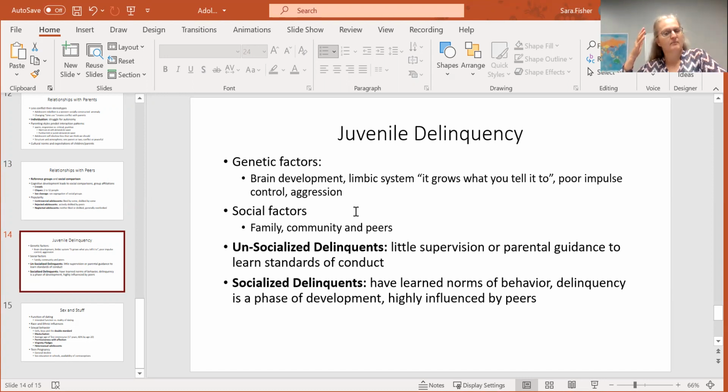Remember we were talking about cognitive development and the ability for moral reasoning. Because they have not completely formed cognitive and moral development, they don't know right from wrong, or they're unable to distinguish right from wrong. The socialized delinquent refers to someone who breaks the rules because it's part of their peer group, right? They're just kind of going along with their group.